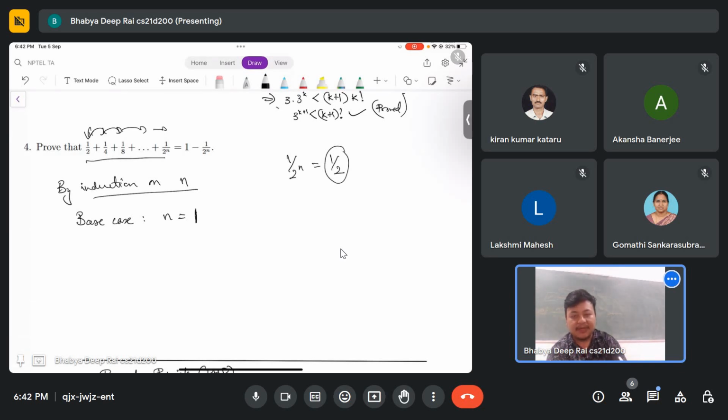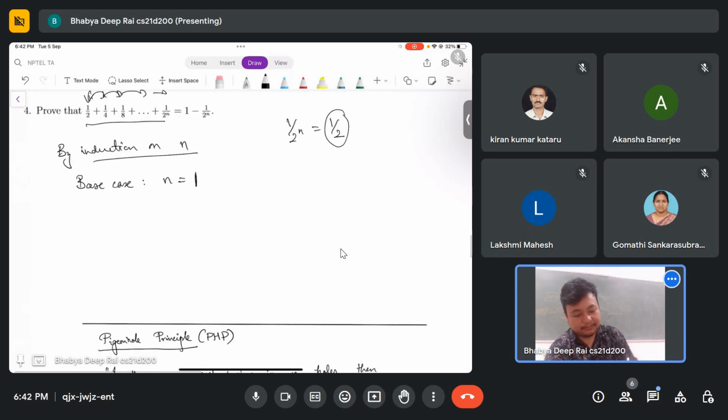Okay, so when n equals 1, you have 1 by 2 on the LHS. Now, the question you are asking is whether 1 by 2 is equal to 1 minus 1 by 2 to the n or not. Well, 1 minus 1 by 2 to the 1 is nothing but 1 minus half, which is half, so they are equal. So this formula is good when n equals 1.